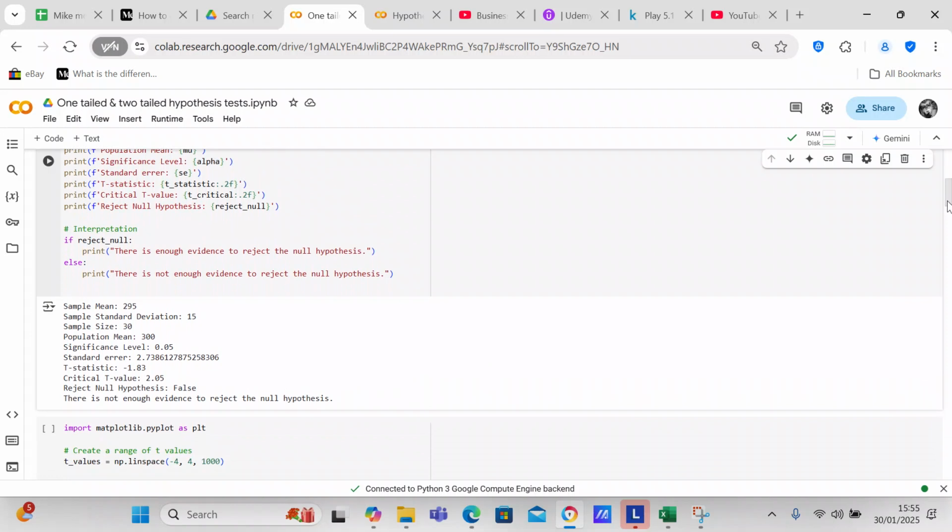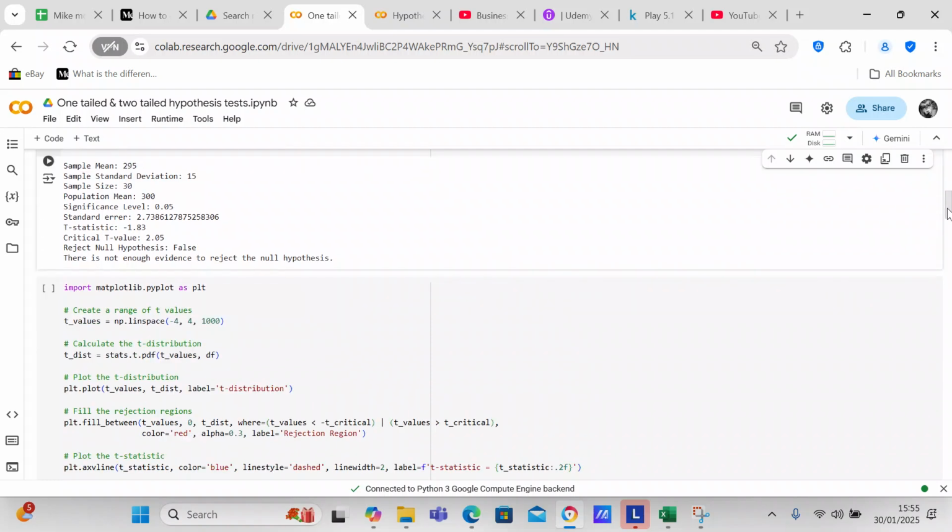So the null hypothesis is that there's no significant difference between the sample mean and the population mean. For the interpretation: if reject null is True, print there is evidence to reject the null hypothesis. Else, print there's not enough evidence to reject the null hypothesis. So we don't have enough evidence to reject the null hypothesis, so we're going to accept the null hypothesis.